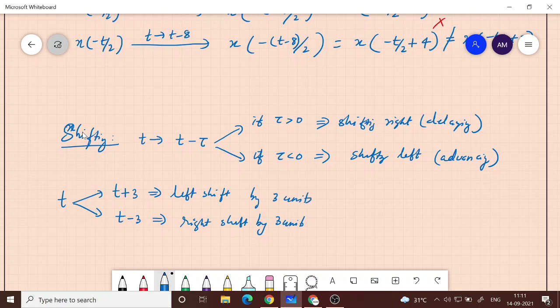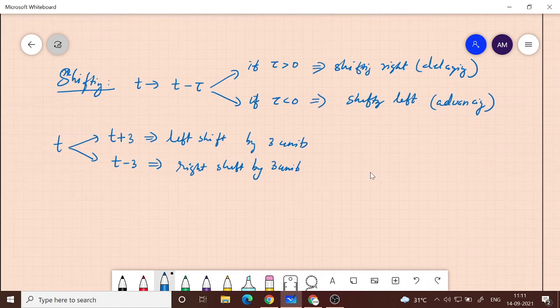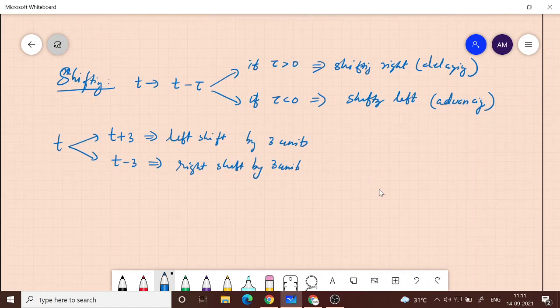If you have a specific value, you can say it like this. But if it is a variable tau that I am putting, then tau can take either a positive or negative value. Then accordingly you have to decide whether it is a left shift or a right shift. Yes, sir. Other questions? Any more questions?